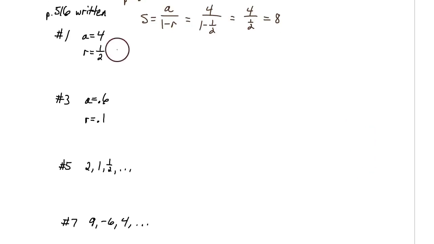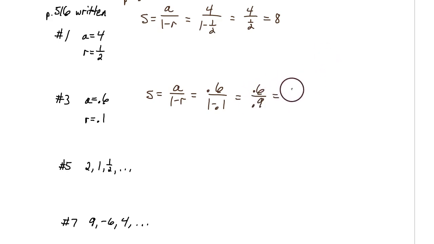Number 3, take a look at the value of r. Make sure that the absolute value of this number is between 0 and 1. And it is. So then you can use the sum formula. For a, fill in 0.6, and for r, fill in 0.1. So this becomes 0.6 divided by 0.9, which is 2/3.